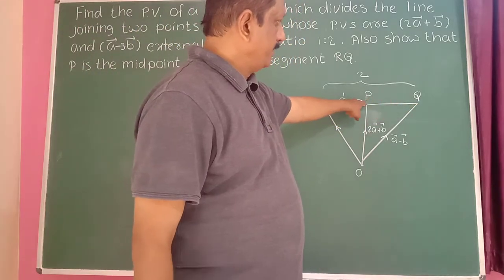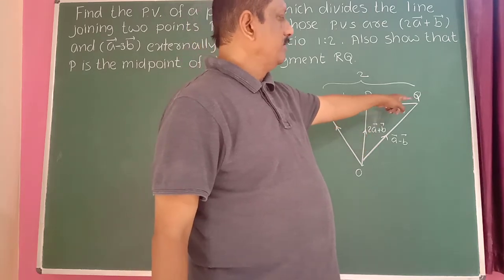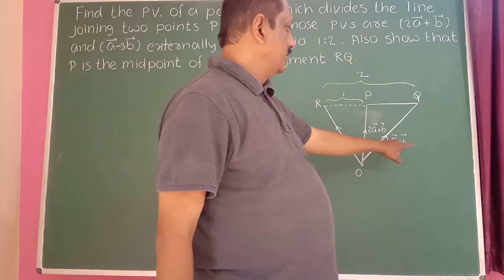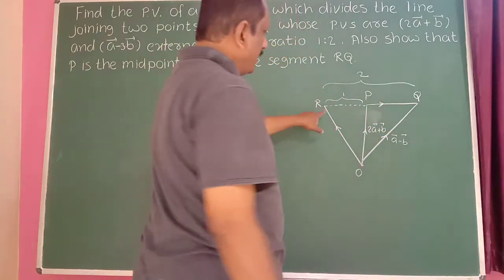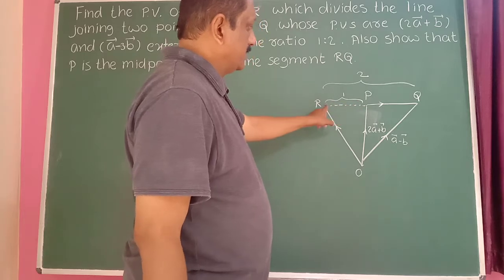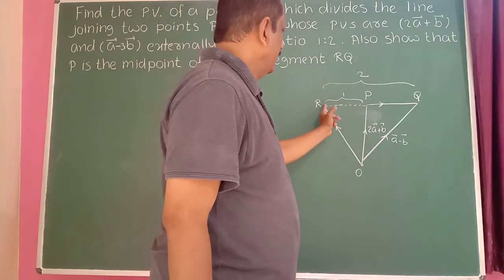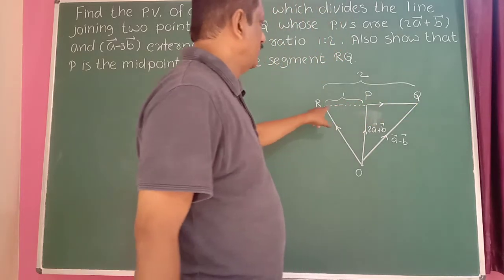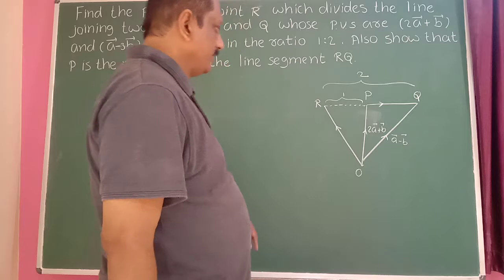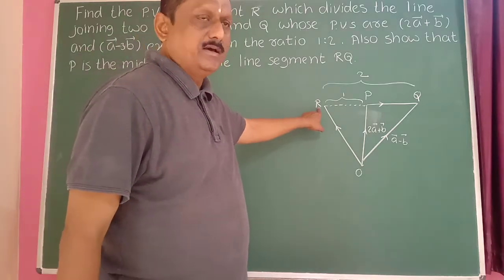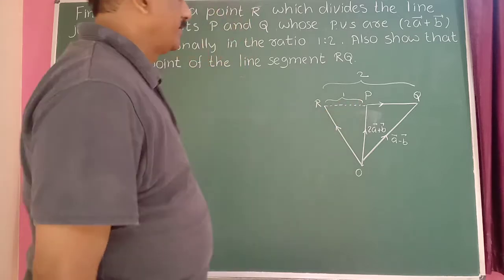Position vector of point P is 2a̅ + b̅. Position vector of point Q is a̅ − 3b̅. And here R divides PQ externally in the ratio 1:2. Here this is 1 unit and this is 2 units. So R divides PQ externally in the ratio 1:2. You find the position vector of point R and also prove that P is the midpoint of RQ.